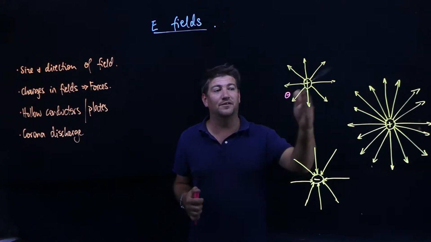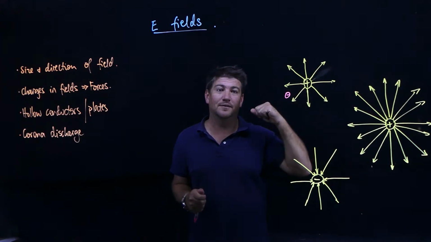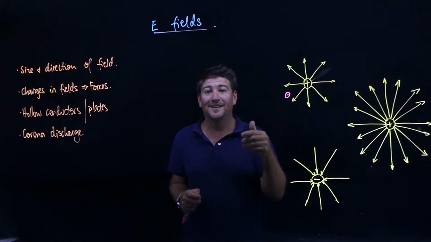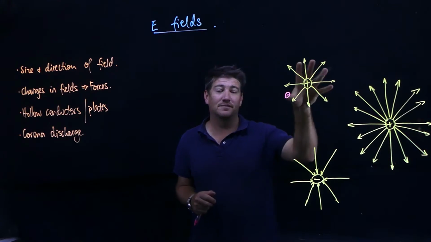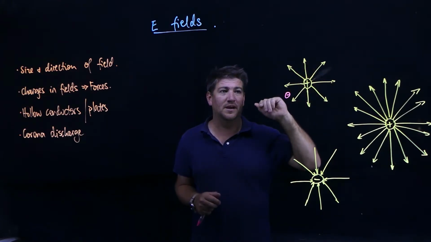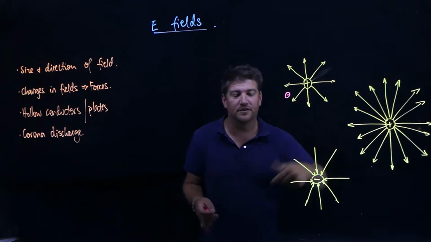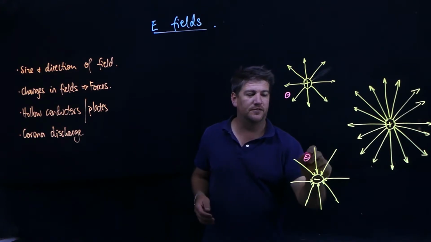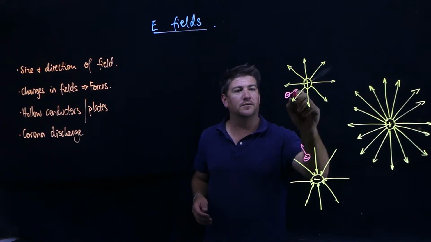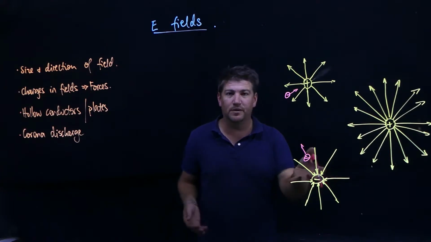So the direction is denoted by which way a positive test charge would go. That tells us what the field's doing. And then the direction of a negative charge would be opposite to that direction. So a negative charge here would go in the opposite direction to what the field lines would suggest.